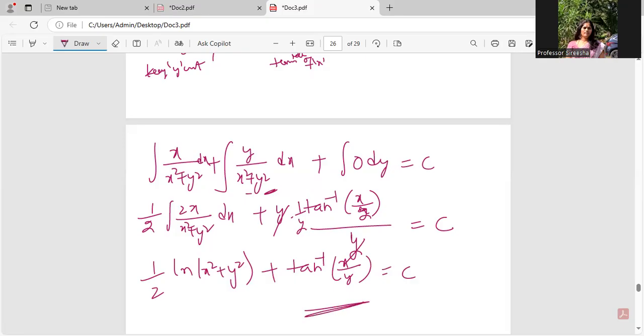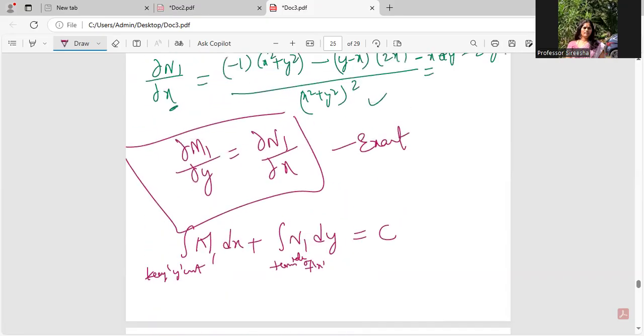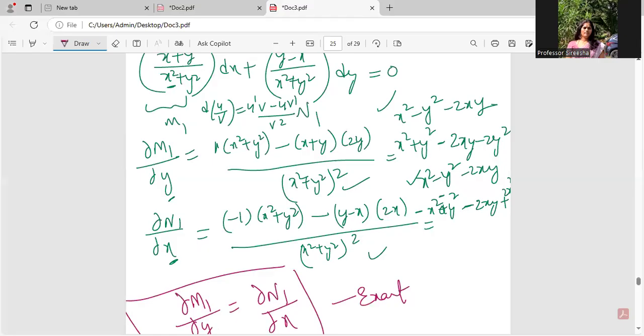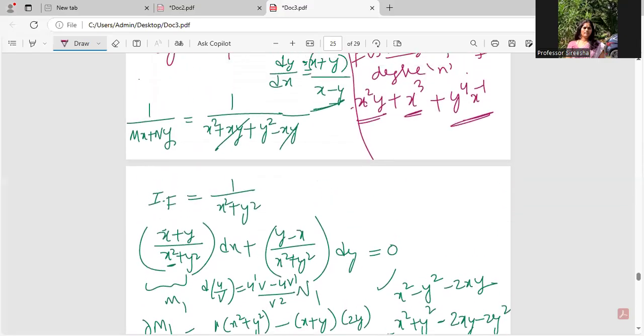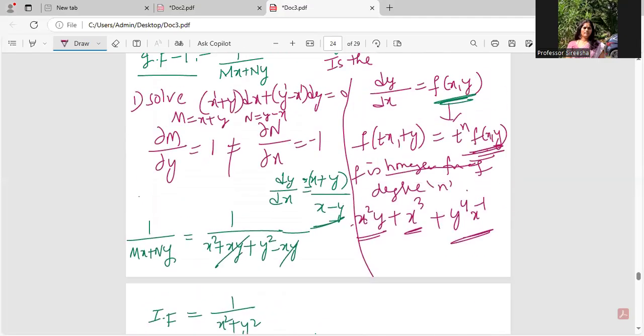This is how I will solve when the function is homogeneous. What is homogeneous? Very simple. Every term will have the same degree, like how every term here had only degree 1. Okay, I'll do one more problem in the next video.